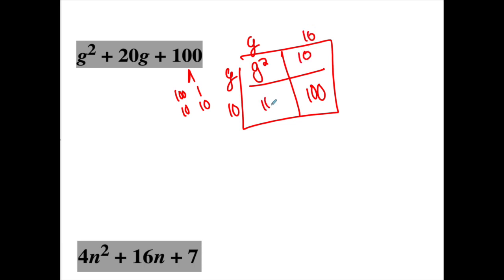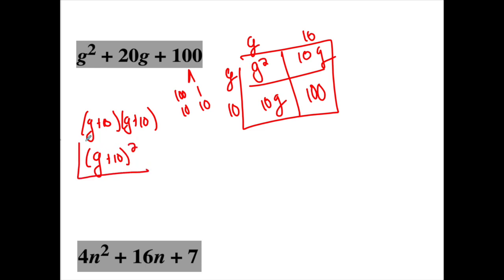And as it turns out, this is equal to g plus 10 and g plus 10, or in other words, g plus 10 in parentheses squared.